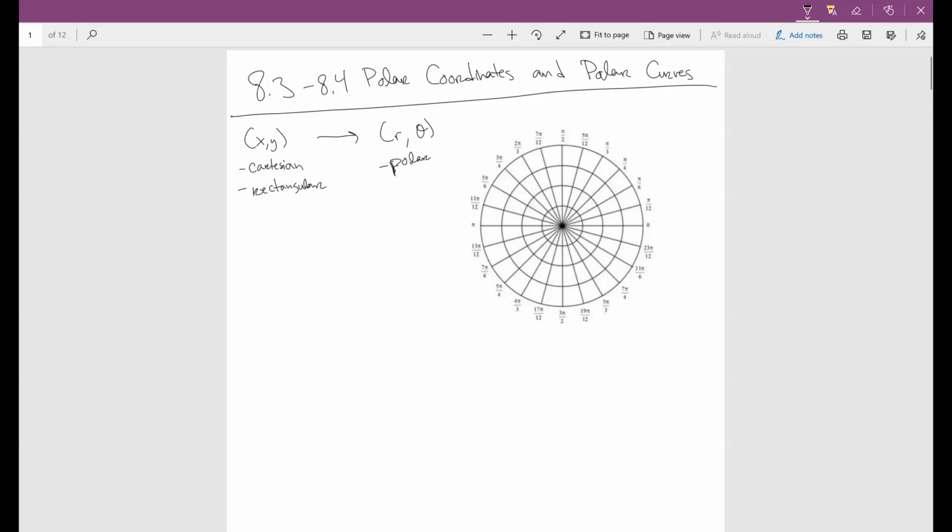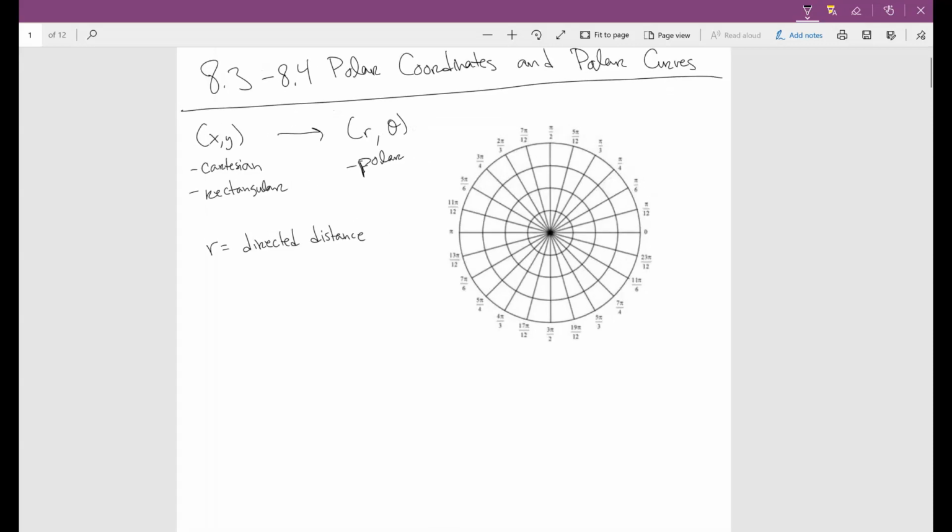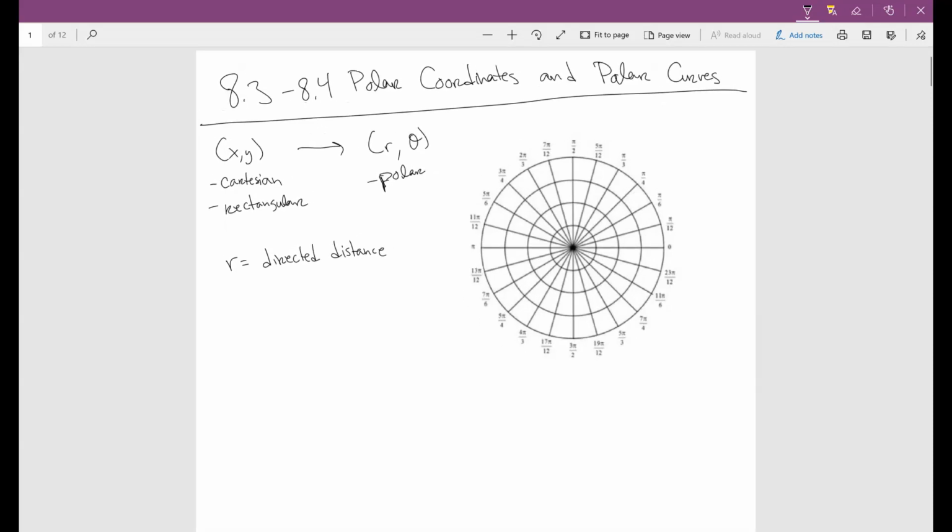So first let me start off with what r here is. r here is what we call the directed distance. What I mean by directed is that if we've been thinking of r as the radius, and it is basically the radius, it can also be directed. So if the radius is negative, it means that it's going in the opposite direction.